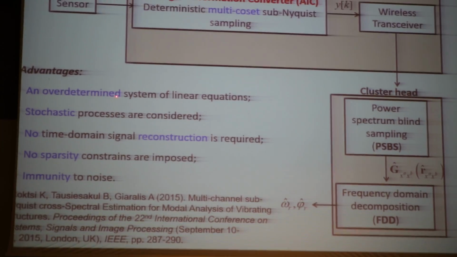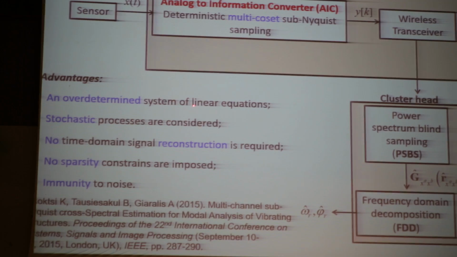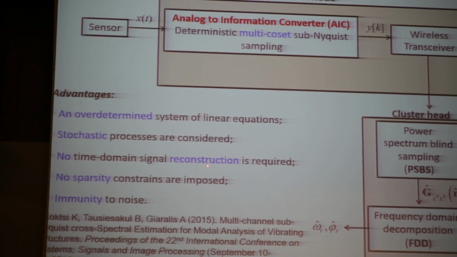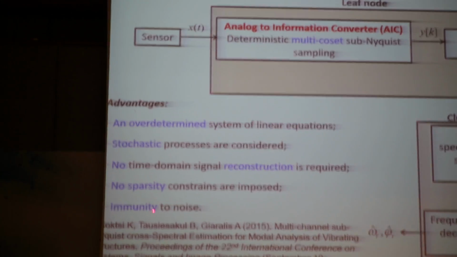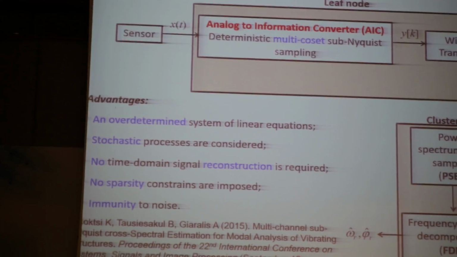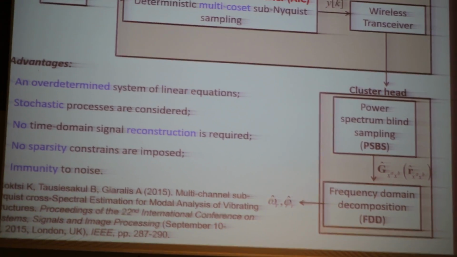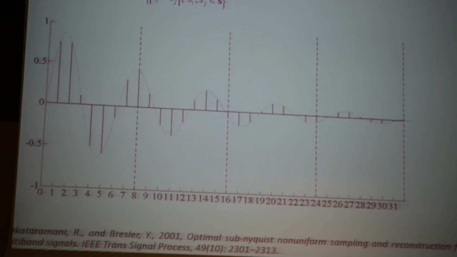So all we have to solve is a system of linear equations, no sparsity constraints, and this also means essentially that noise, theoretically at least, does not affect our technique here. So what is multi-coset sampling?